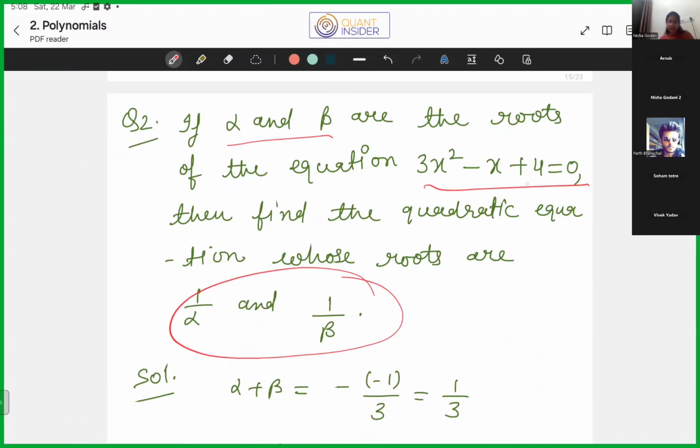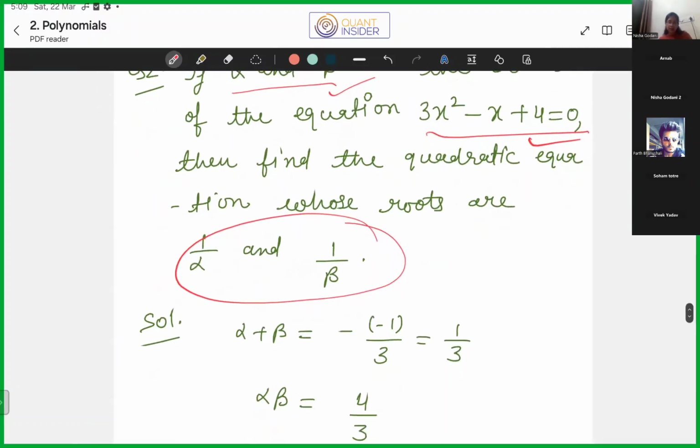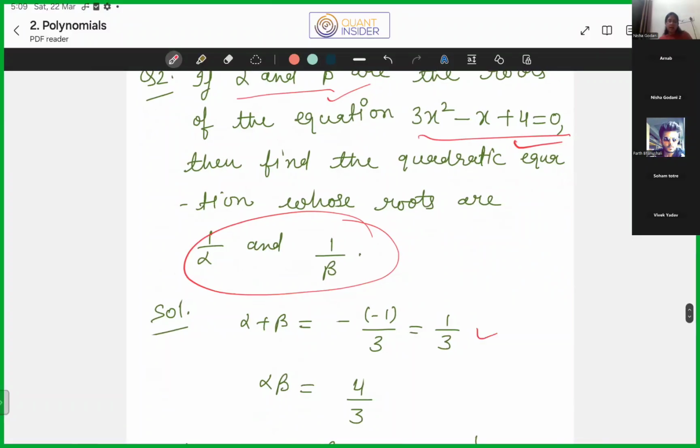So from this equation and these roots, what information do you have that we have learned just now? It is that you can write the sum and product of alpha and beta from this equation. So sum is what? Minus b upon a. In this equation, a is 3, b is minus 1, and c is 4. So you can use these values.